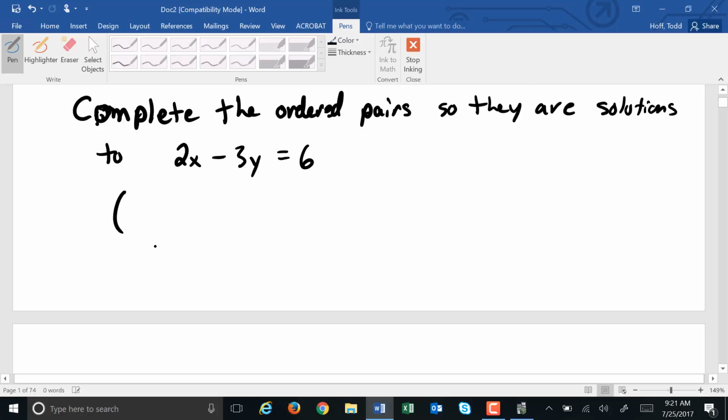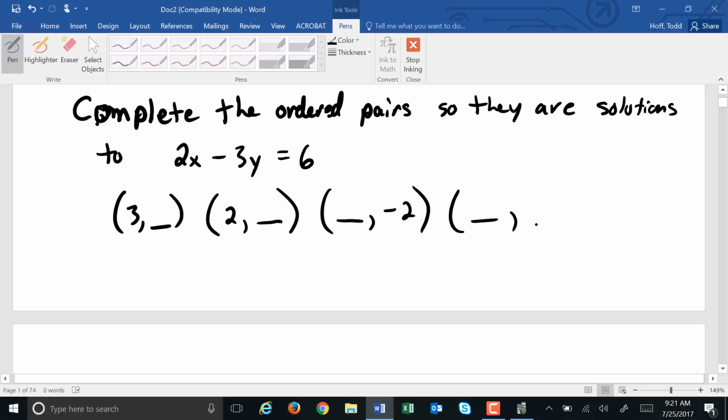So I might give you an ordered pair: 3 comma blank. I might give you 2 comma blank. Blank comma -2. Blank comma, oh, let's see here, 0. Well, how on earth would I find out what that other coordinate is?